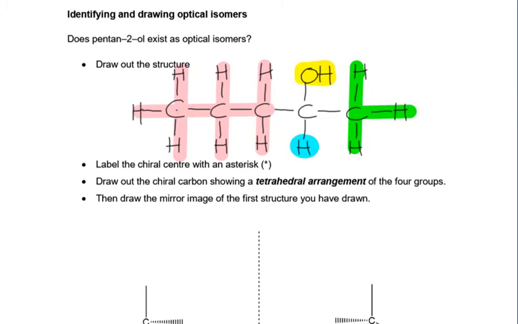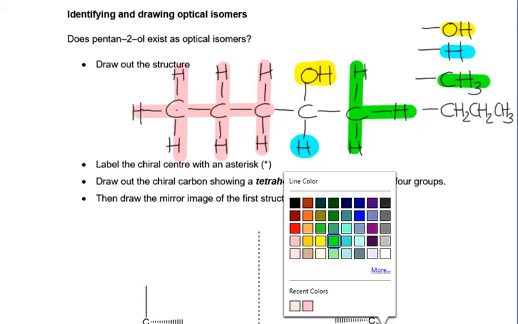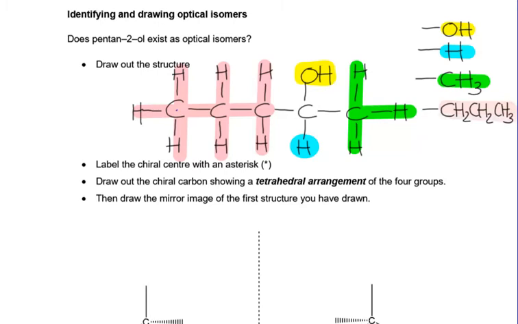So I have 4 different groups. I've got group number 1, an alcohol, group number 2, a hydrogen, group number 3, a methyl, and group number 4, a CH2, CH2, CH3, a propyl. Just match those up. So I've got group number 1 was our alcohol, group number 2, our hydrogen, group number 3, our methyl, group number 4, our propyl group. 4 different groups. That makes this carbon here a chiral carbon, and it asks me to mark it with an asterisk.